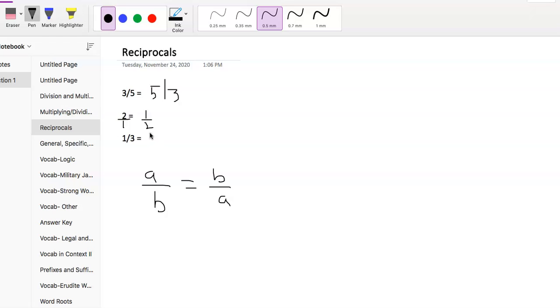And 1/3, similar kind of thing. 1/3 would equal 3 over 1. Again, if you just have a 1 down there in the denominator, the bottom part of that fraction, then that's just the same as 3.